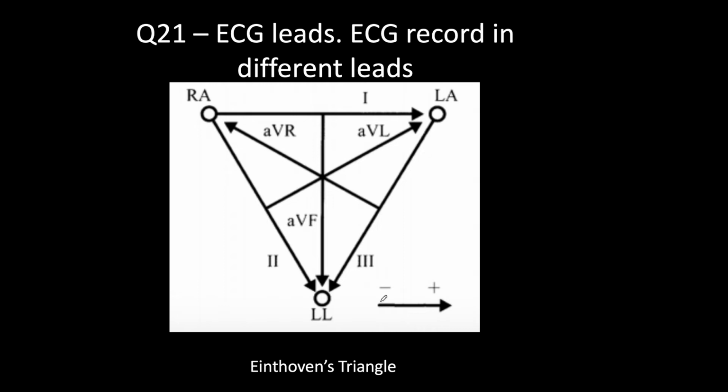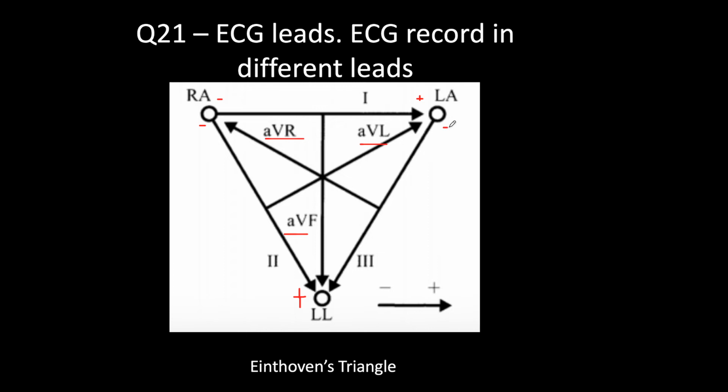So this is Einthoven's triangle again. And these are all the leads involved. 1, 2, AVL, AVF, negative, positive. For lead one, lead two, negative here, positive here, and also here, negative, positive.